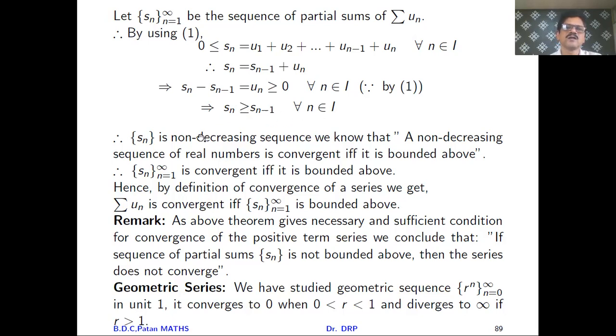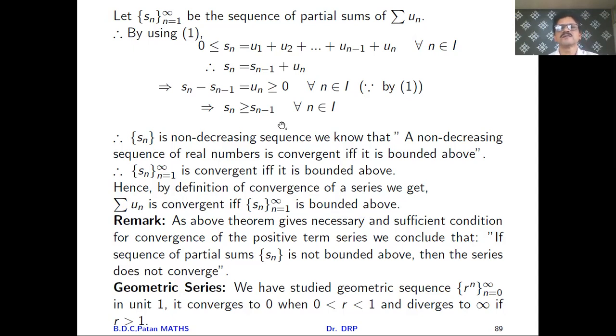Its meaning is that our sequence Sn is non-decreasing, means increasing, and we know that a non-decreasing sequence of real numbers is convergent if and only if that sequence is bounded above. So here Sn is convergent if and only if it is bounded above. Hence, by the definition of convergence of series, we get summation un to be convergent if and only if this sequence of partial sums is bounded above, that is, Sn is bounded above.